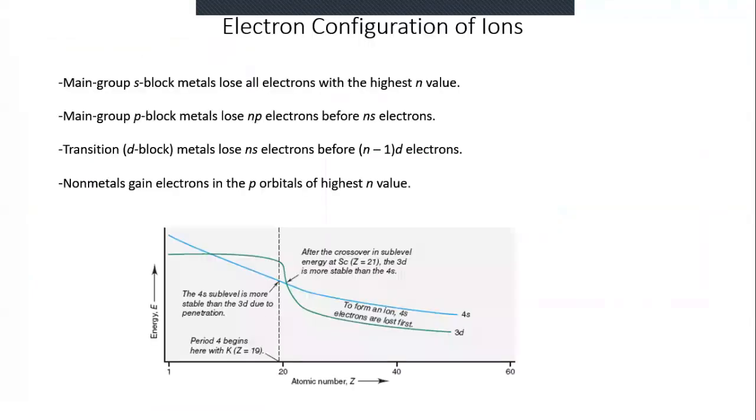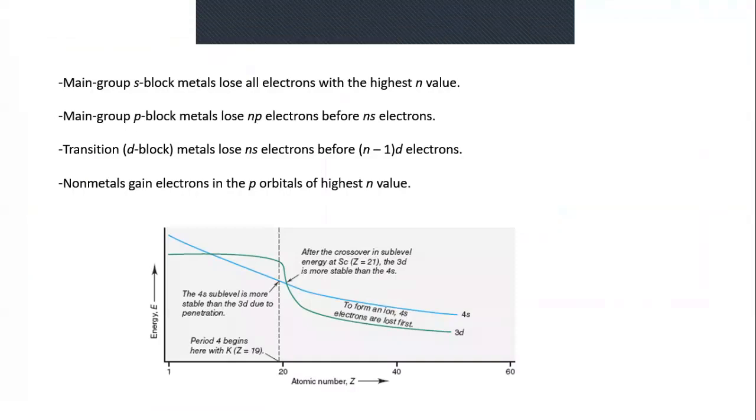Like I said, this is the second installment of the lecture on electron configuration. The last lecture was about how to write electron configuration of elements. Today we're going to expand that and talk about ions. There are four main groups of ions we're going to talk about today. The first one is the main group S block metals. Those are going to be your group 1 and group 2 metals.